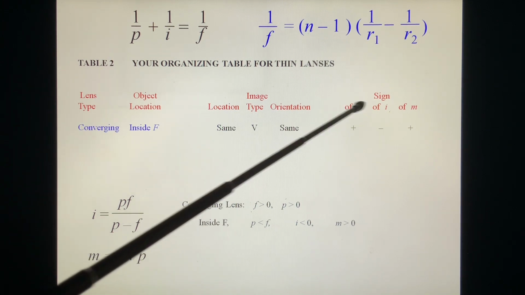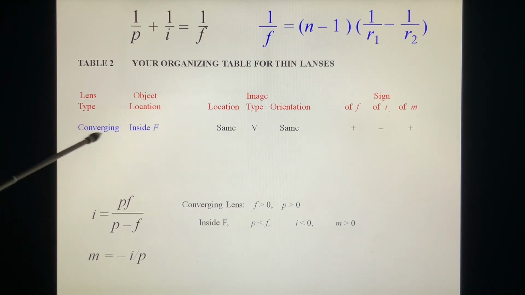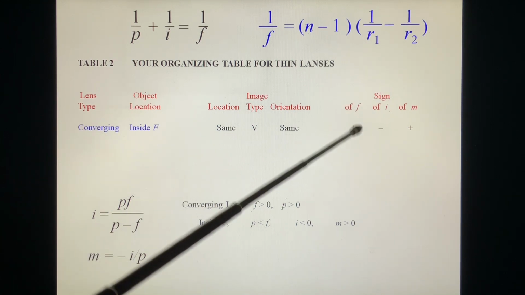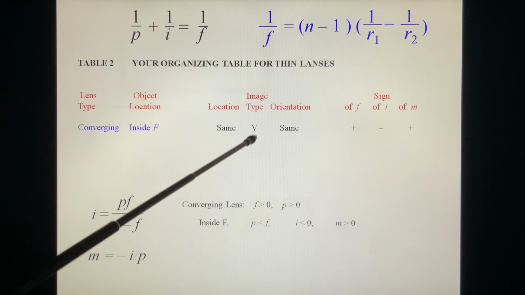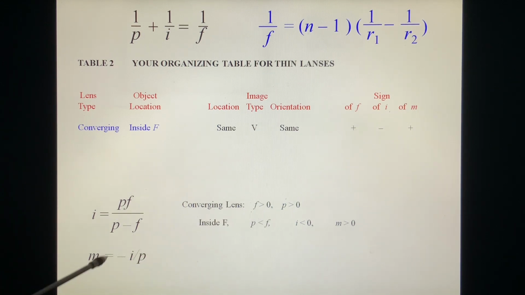And then we found F is positive because it is a converging lens. I is negative because it is a virtual image. M is positive by this definition. So it's upright.